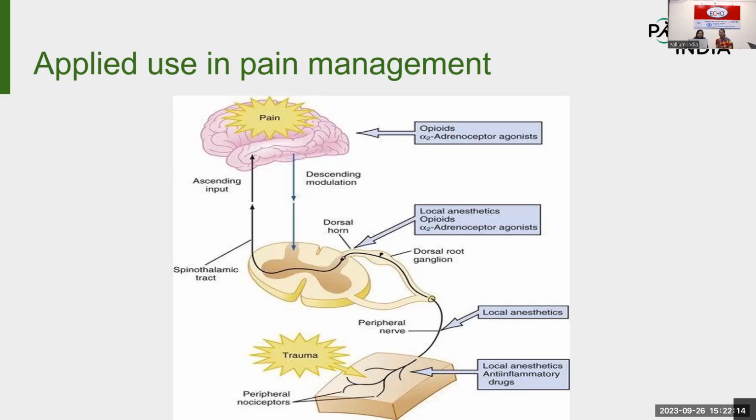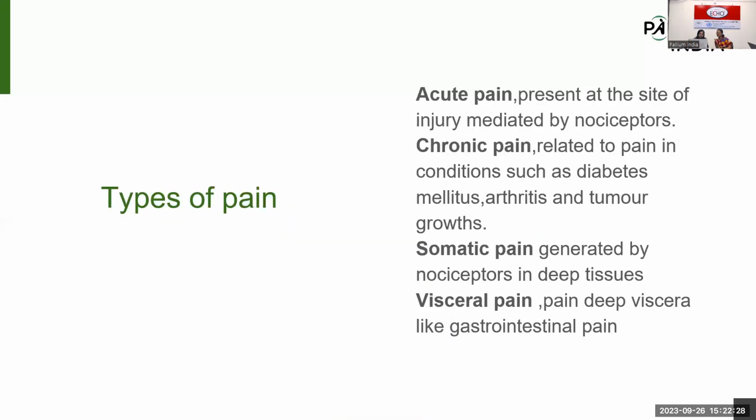So acute and chronic difference is made by the duration of time. Short term, long term. And then you have different types, as you said, visceral pain, somatic pain. We will go to the next slide. In this, you have acute pain, chronic pain, somatic pain, visceral pain, basically what we have seen.